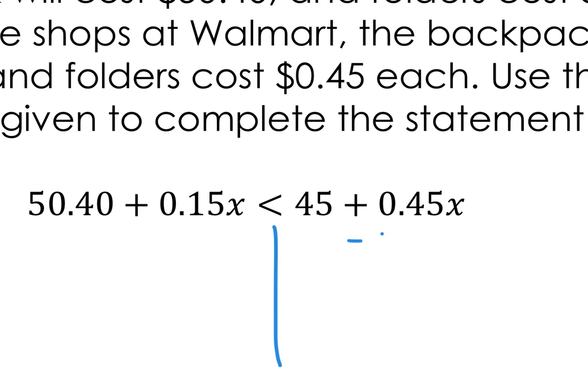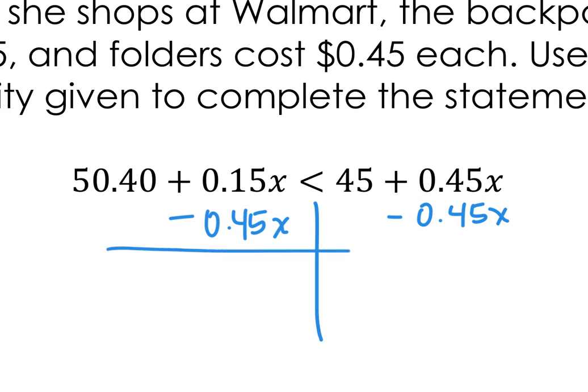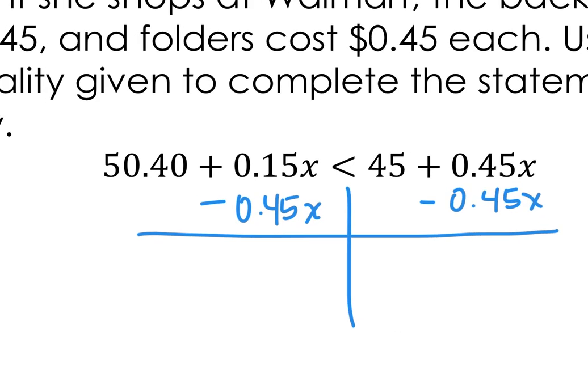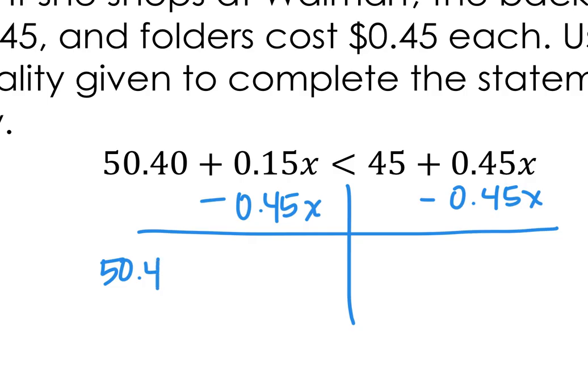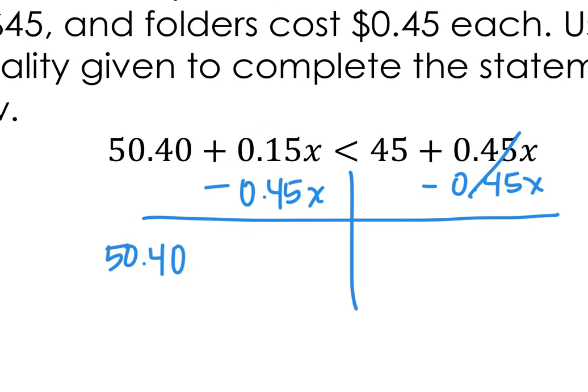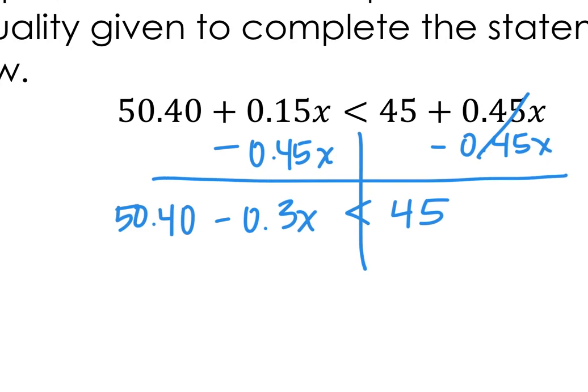So I'm going to subtract the 0.45x. And I know I'm going to get a negative, which I hate, but I hate turning around the inequality even more. So I had to pick the lesser of two evils. So I'm going to bring down the $50.40. And then what do I get now that these x's are on the same side? What do I get when I combine those like terms? Negative 0.3x. And then that's less than what I have left over here, which is the 45.